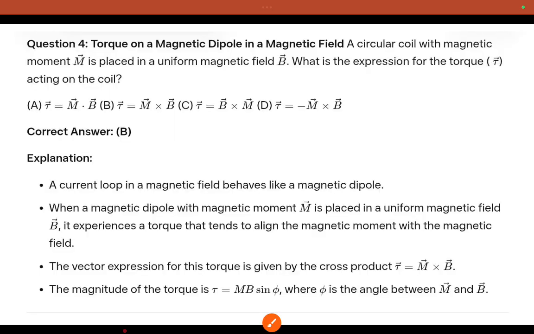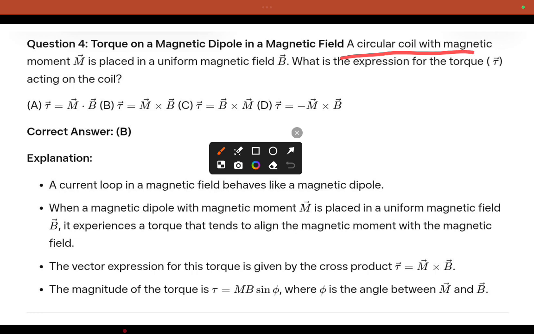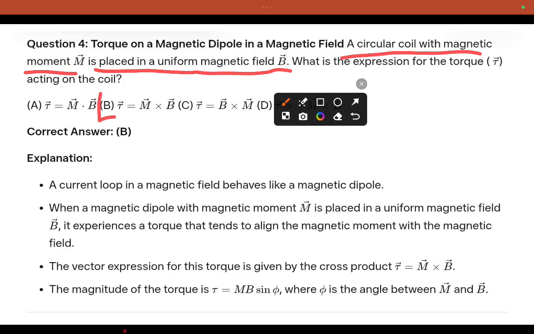Question number 4, related to the torque on a magnetic dipole in a magnetic field. A circular coil with a magnetic moment M is placed in a uniform magnetic field B. What is the expression for the torque tau acting on the coil? The answer is torque tau equal to M cross B.